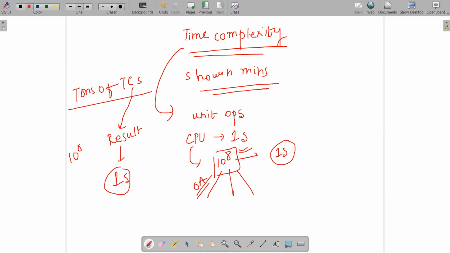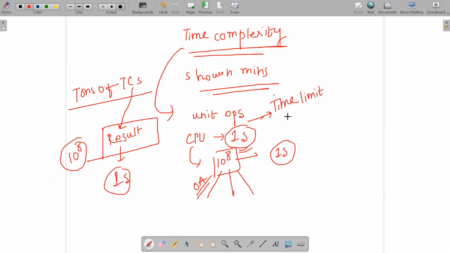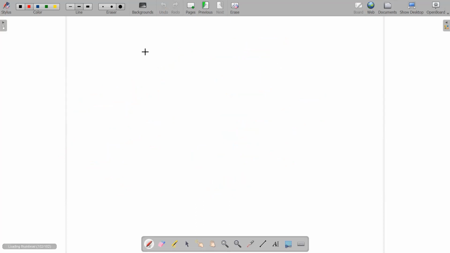That means just within doing 10 to the power 8 operations, I should be able to grab all my results. If your program is taking more than 1 second, you get a verdict of time limit exceeded. That means you have to optimize your solution now. Either you may be having some glitch in your code, or your algorithm is faulty here. It needs to be optimized. Correct. So let's see some basics of how to calculate this time complexity.